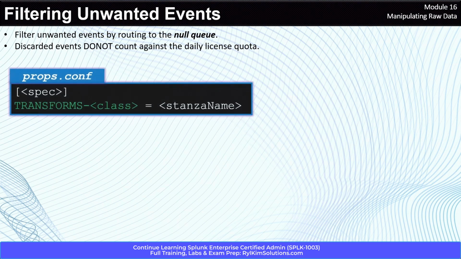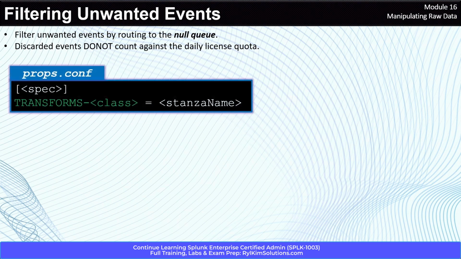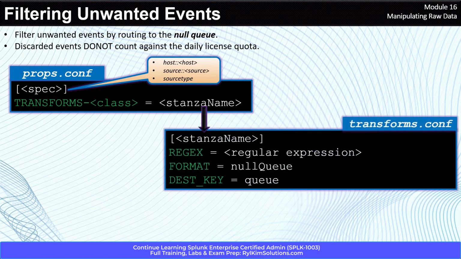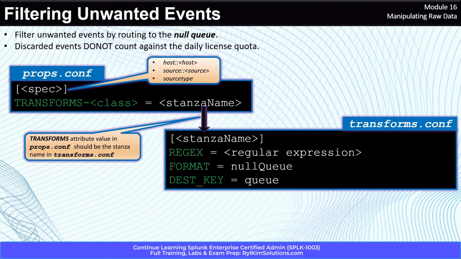You go first again to your props.conf configuration file where you are going to specify your spec there again, which can be a host, source, or source type. And everything there remains the same. So you have your class, you have your stanza name. And that stanza name again, which is the value of the transforms attribute, has to be the stanza name in the transforms.conf configuration file. So what are you doing here?